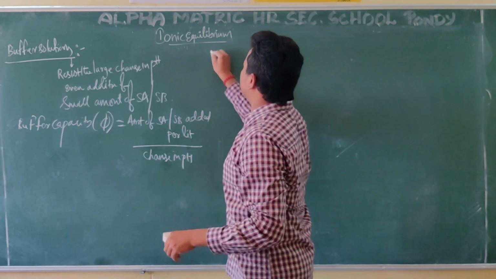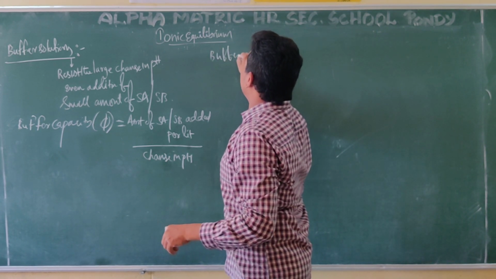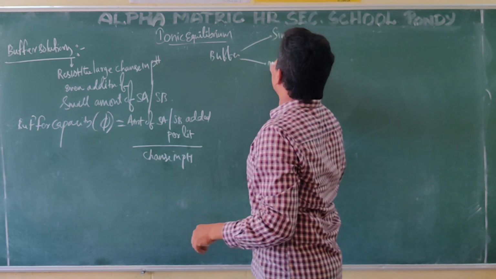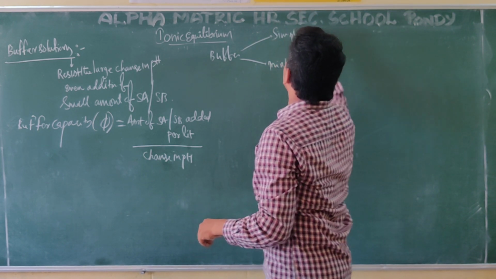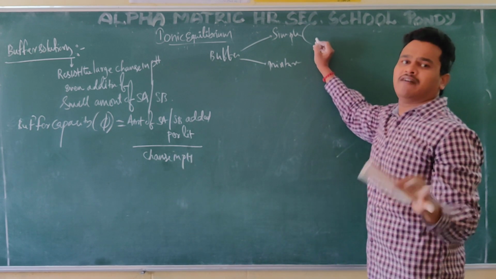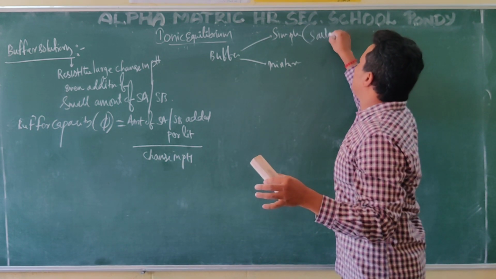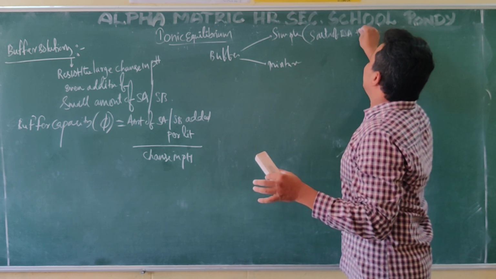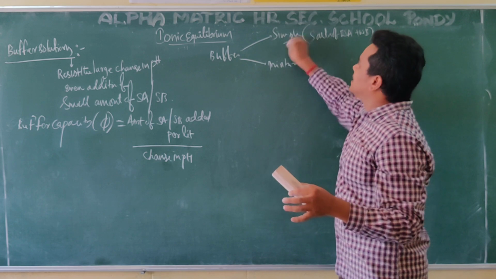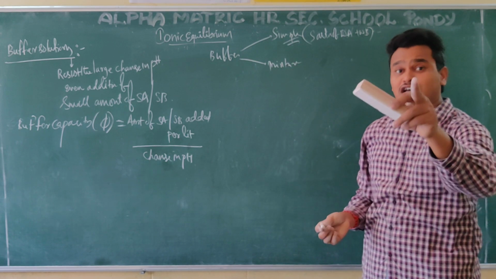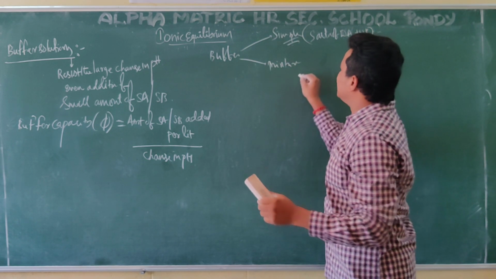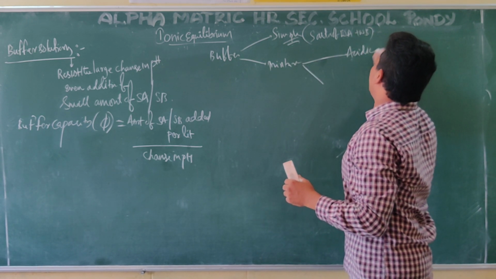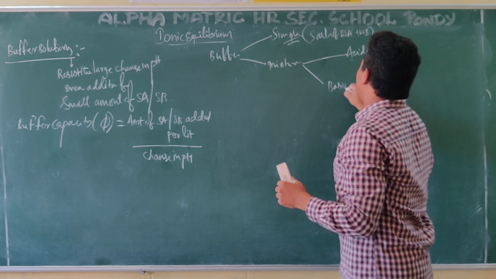There are types of buffers. We have 2 types of buffers. One is the simple buffer, and the other one is the mixed buffer. A simple buffer is nothing but the salt of a weak acid and a weak base. They can be used as a simple buffer. And mixed buffer means here 2 types are there. One is the acidic buffer, and the other one is the basic buffer.